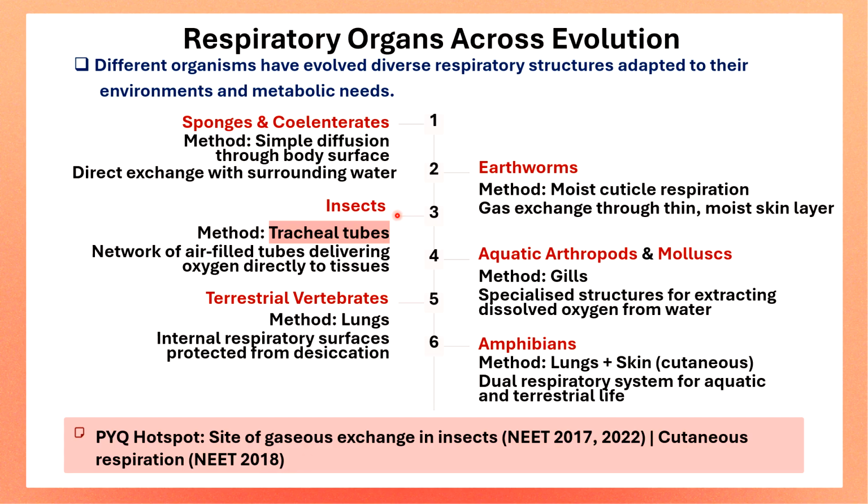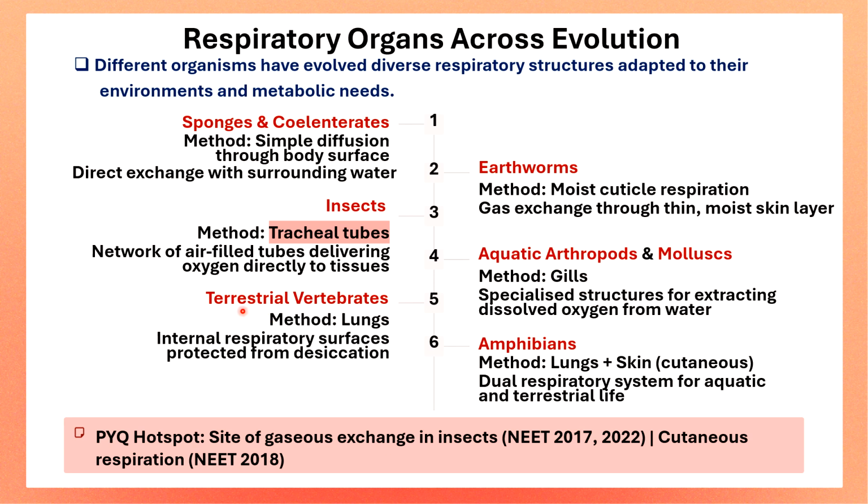Now, if you consider higher organisms such as insects, insects use tracheal tubes, which are nothing but a network of air-filled tubes that directly deliver oxygen to the tissues. So insects have tracheal tubes for respiratory purposes. Now aquatic arthropods and mollusks have specialized structures for extracting dissolved oxygen from water, that is, they possess specialized gills.